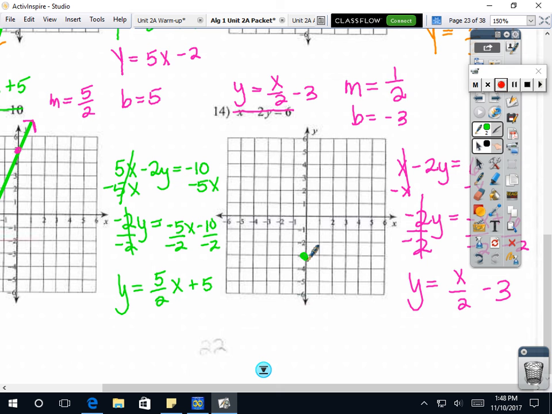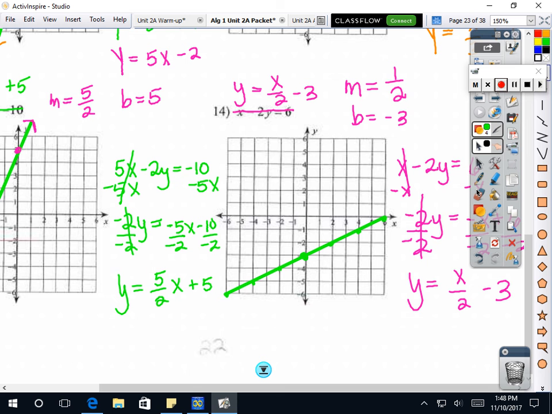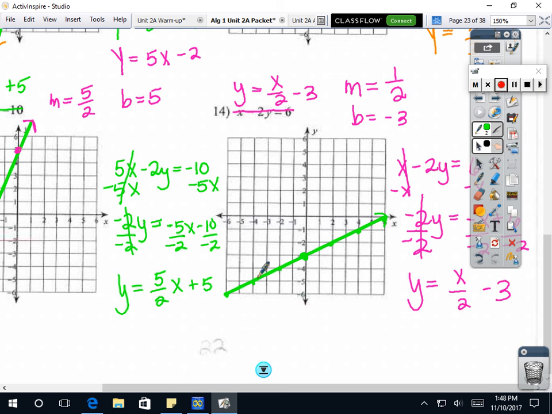And then from there we do what? Up 1, right 2. Up 1, right 2. Up 1, right 2. Or we could have gone down 1, left 2. Down 1, left 2. Down 1, left 2. Okay.